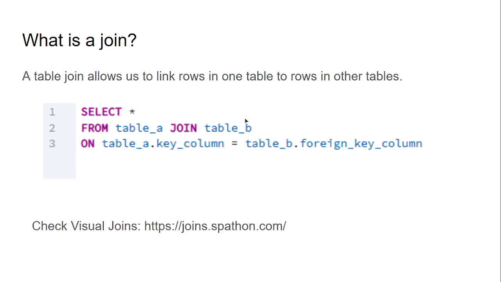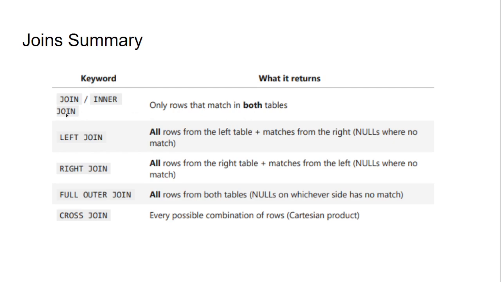We have different types of join. We have the JOIN or INNER JOIN, which only shows rows that match on both sides. We have the LEFT JOIN, which returns all rows from the left table and matches from the right table. If there are no matches, it inputs null. RIGHT JOIN takes all rows from the right table and matches from the left, with nulls where there is no match. FULL OUTER JOIN takes all rows from both tables, with nulls on each side where there is no match. CROSS JOIN makes every possible combination of all rows.